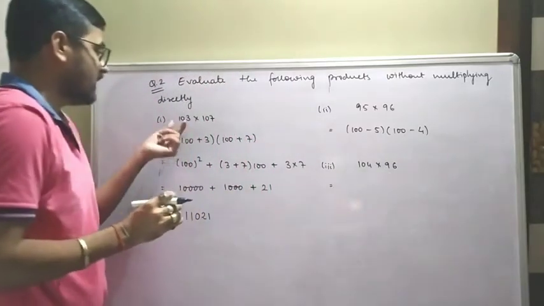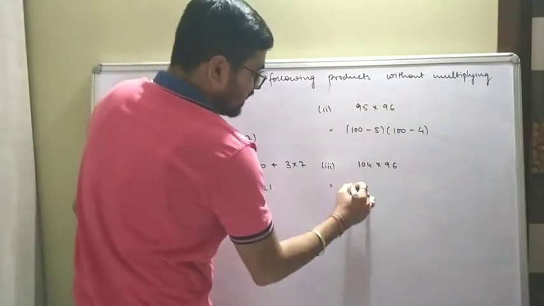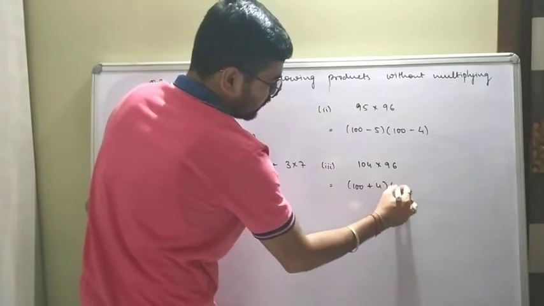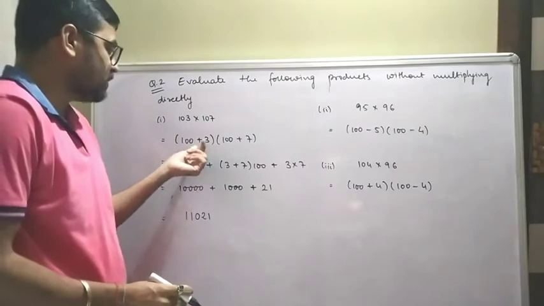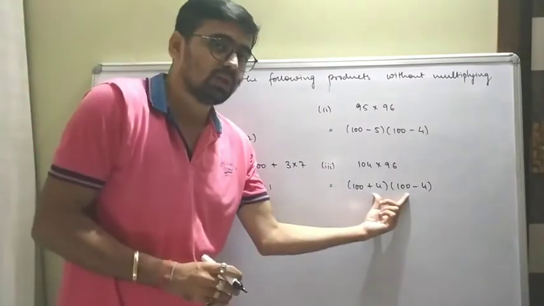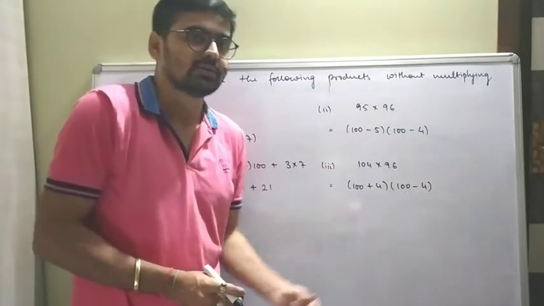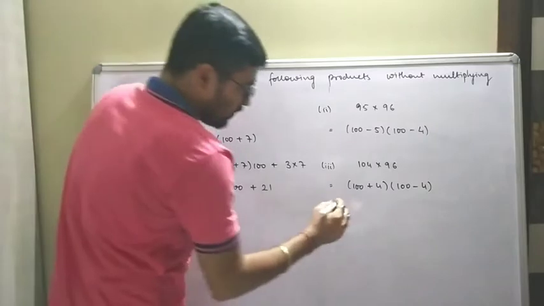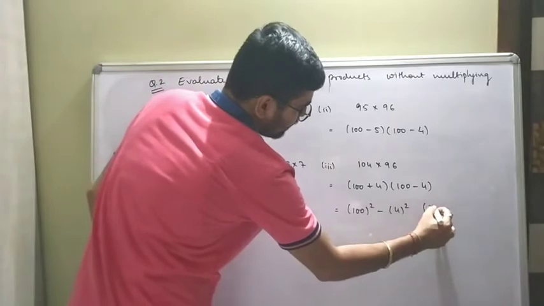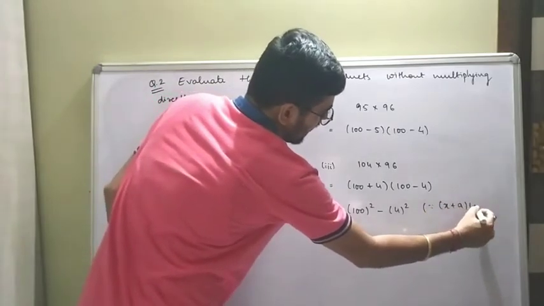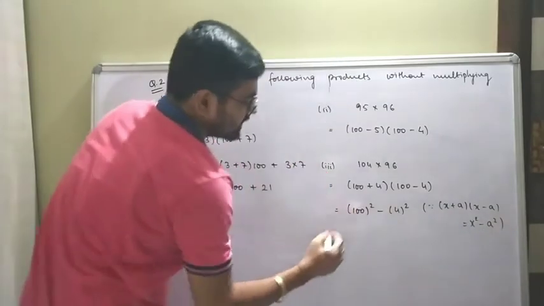So as we saw here, 104 can be written as 100 plus 4, 96 can be written as 100 minus 4. So same way 100 plus 4 and 100 minus 4. Now I know that we are applying x plus a into x plus b, but here if you observe, you can apply another identity as well. Which one? X plus a into x minus a. It will become x square minus a square. So this will become 100 square minus 4 square. I am talking about this identity. X plus a into x minus a is equal to x square minus a square.